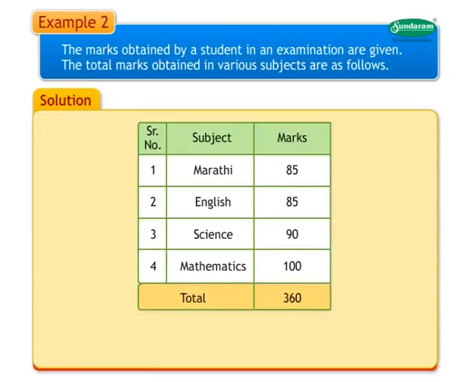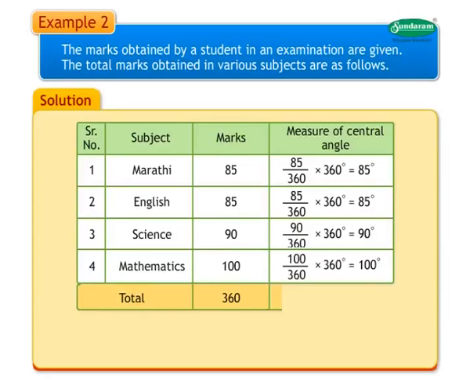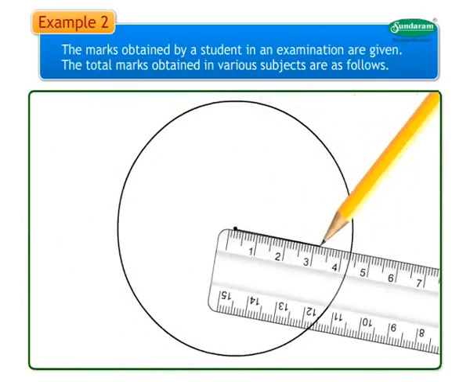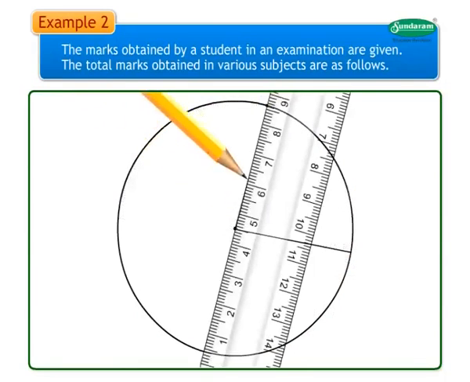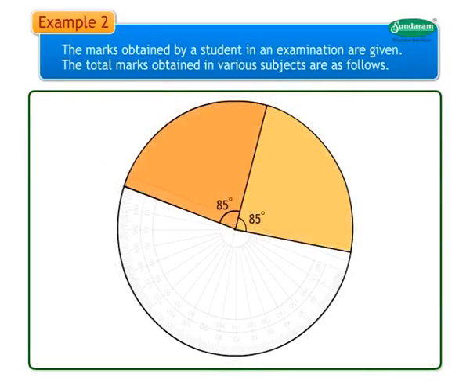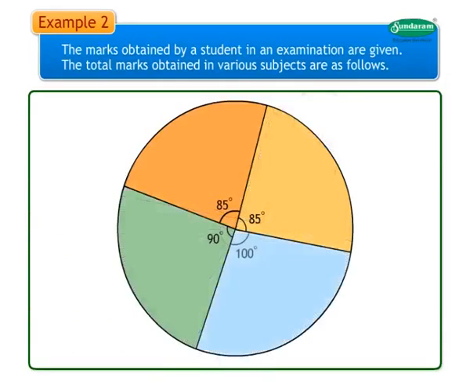Solution. First of all, we shall compute the central angle for each subject as shown in the table. We get central angle of 85 degrees for Marathi subject, 85 degrees for English subject, 90 degrees for science subject and 100 degrees for mathematics. Let's start the construction of pie diagram. We will draw the central angle of 85 degrees for English and Marathi subjects as shown. Similarly, we will draw central angles of 90 degrees and 100 degrees for science and mathematics respectively. We get the desired pie diagram showing the marks obtained by a student in different subjects.